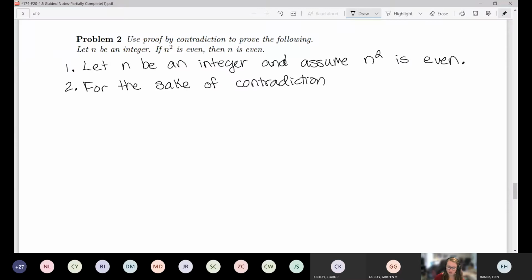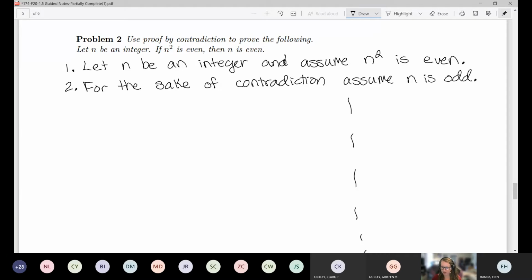So for the sake of contradiction, assume the thing that you want to conclude is false. If we want to conclude that n is even, we say, for the sake of contradiction, assume n is odd. That is, n is even would be false. And so that's what we have to start.